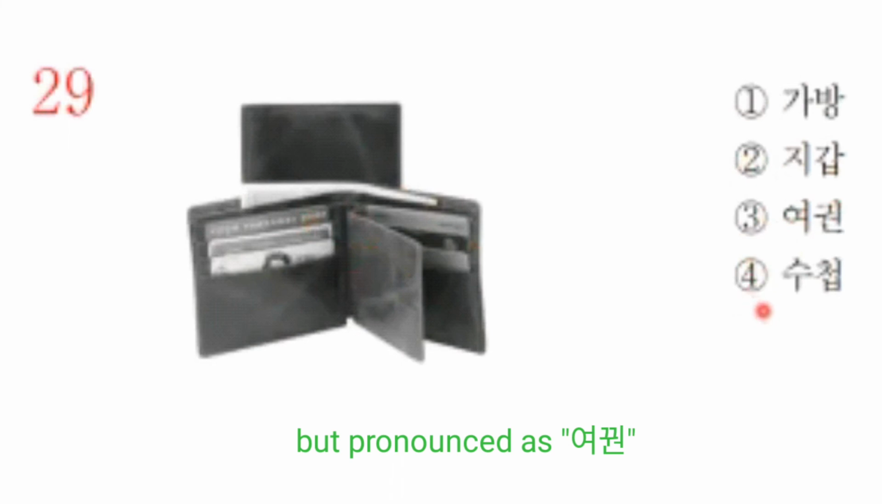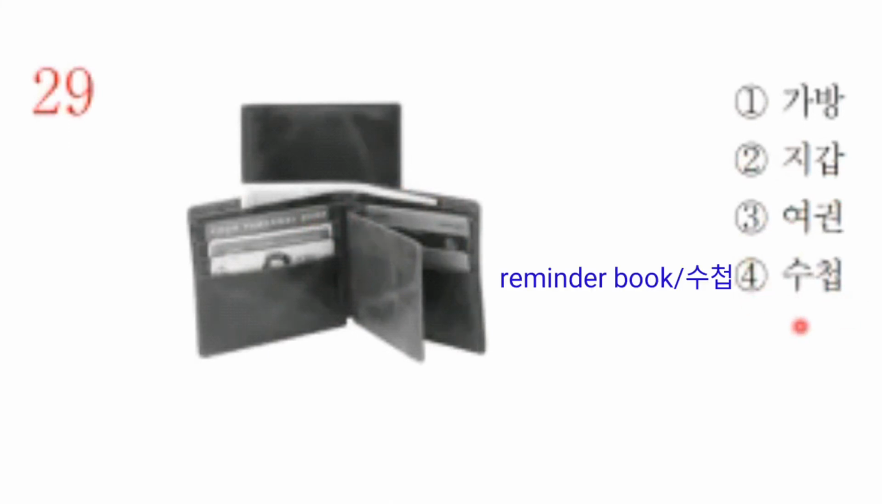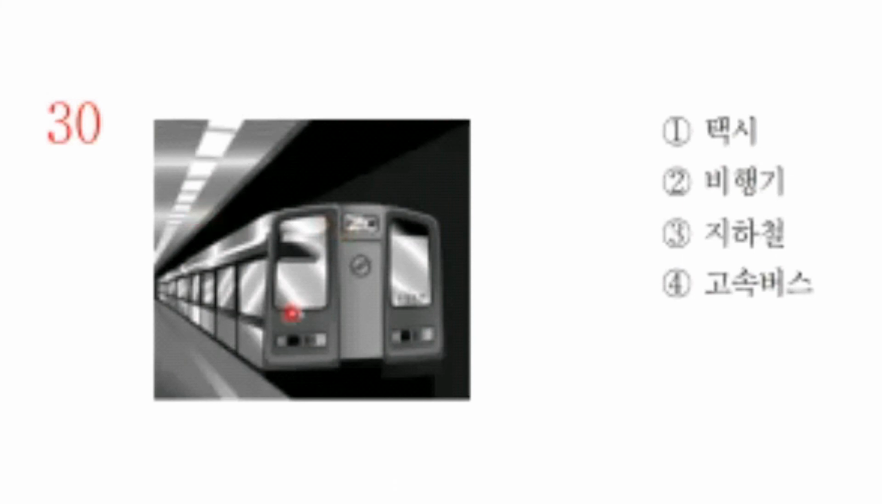And number 4 is 수첩. Can you remember what is 수첩? 수첩 means reminder book or pocket book. So the answer for number 29 is 지갑. 지갑 means wallet. Okay, so ito na tayo guys for the last number. Number 30. Okay, so number 30 is what? Ito ay isang what? Subway.